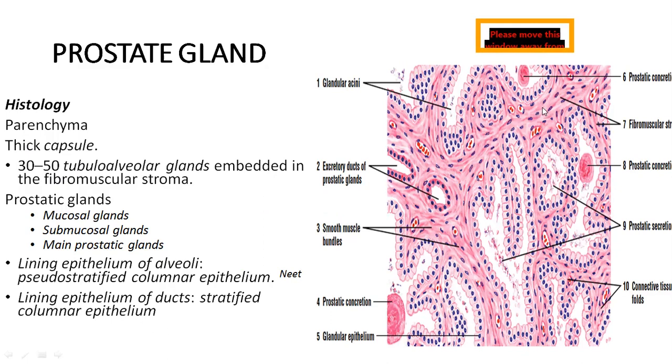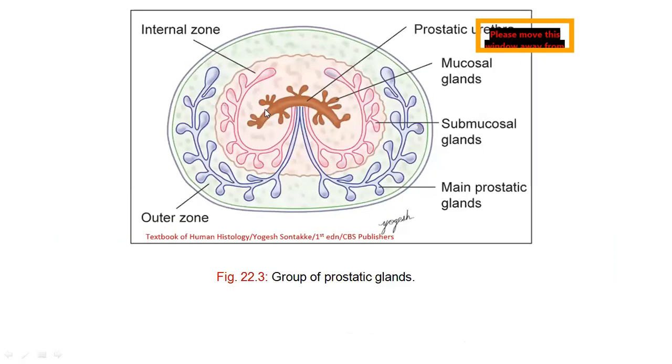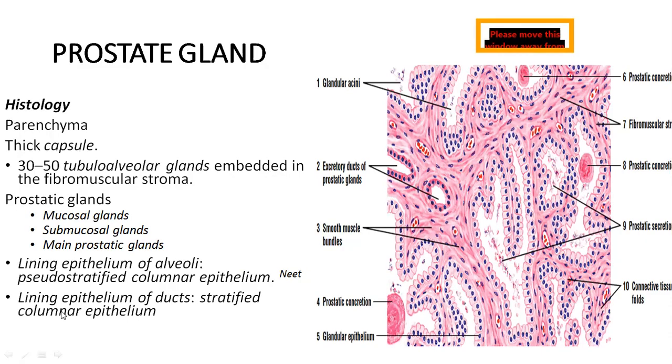This stroma is fibromuscular stroma. That means we have collagen fibers and we also have smooth muscles here. Hence it is fibromuscular stroma. In between the fibromuscular stroma, we have the glands, tubuloalveolar glands. So the prostatic glands are of three types, right? We have mucosa, submucosa, and main prostatic. This is mucosa, pink is submucosa, outside is prostatic glands.